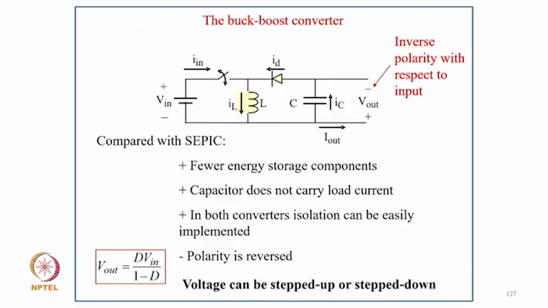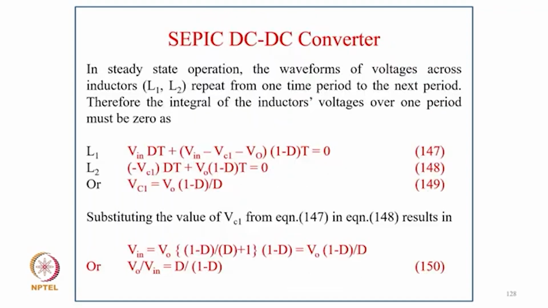Typically coming to the comparison with this: here the energy storage component, the capacitor, does not carry load current. In both converters, isolation can be easily implemented, and polarity is reversed, so the voltage can be stepped up or stepped down.